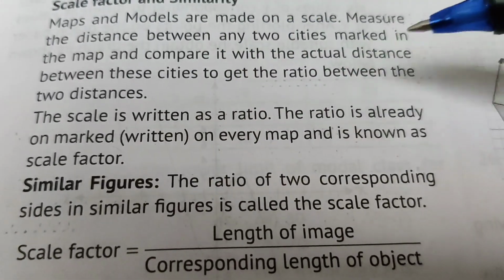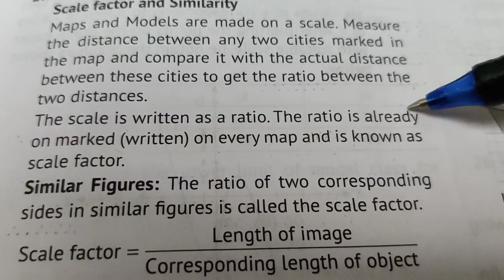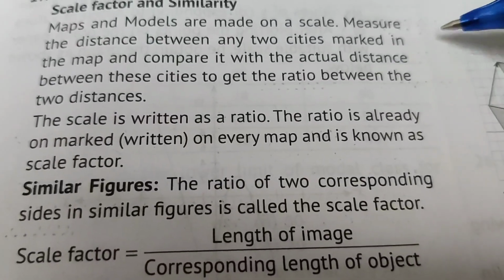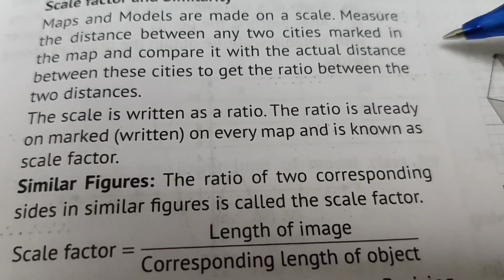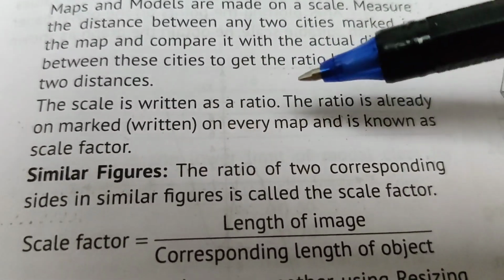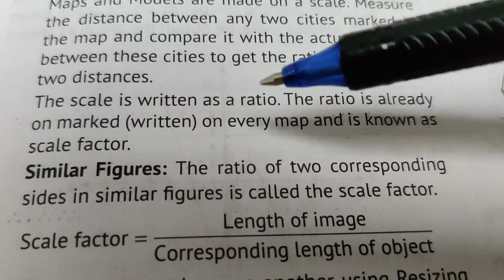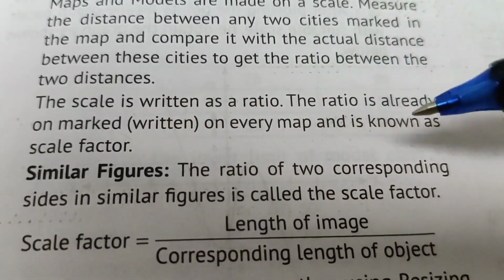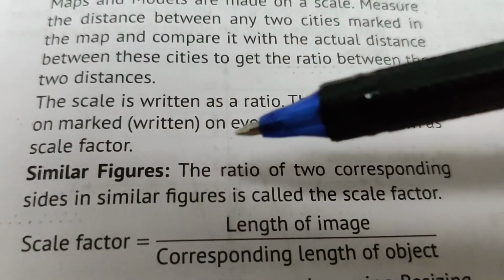It means in a map, the distance between two cities, if the distance is 10 kilometer, is represented by only 10 centimeter. The scale is written as a ratio. The ratio is already marked, written on every map, and is known as the scale factor.